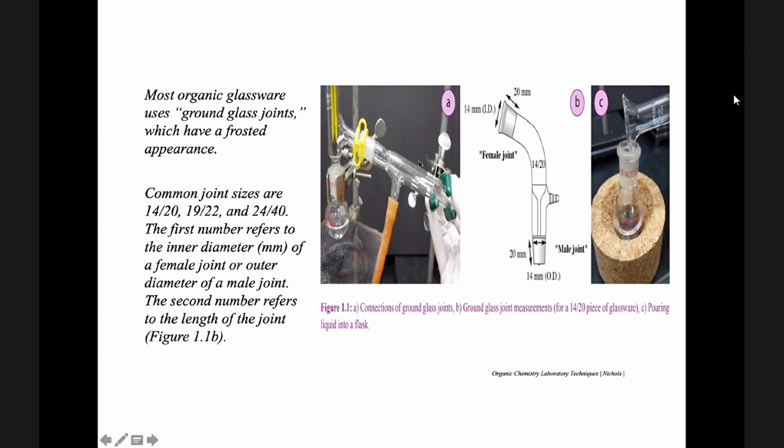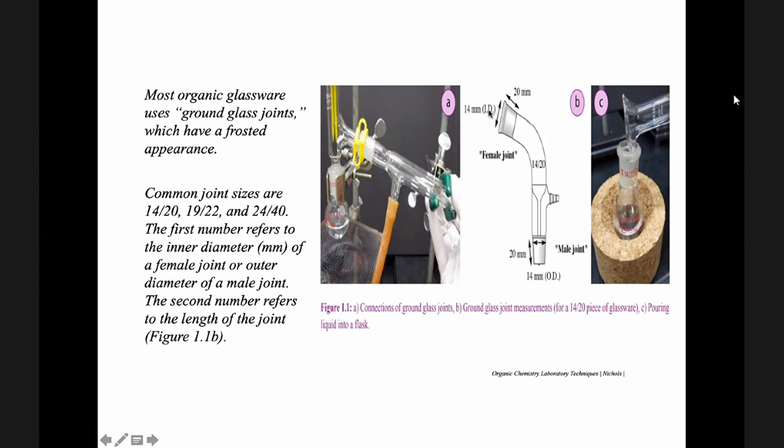Okay. So familiar kamo ni, tawag ni siya is the ground glass joints, no? Mayroon siya frosted appearance. Hindi siya clear, ka-opaque, no, opaque part of the glassware. Now this is the ground glass joints. Common joint sizes are 14/20. This one, the diameter is 14 and 20 is the length.